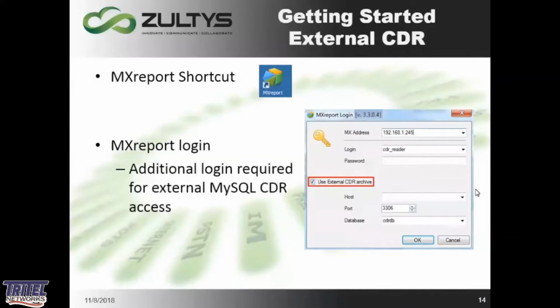So you download and install the MXreport application. This is a Windows application, and you will log into the MX. You have the option of logging into the MX itself, the phone system itself directly, or if you've externalized the CDR database using the archive server, you can actually run MXreport against the archive server as well.